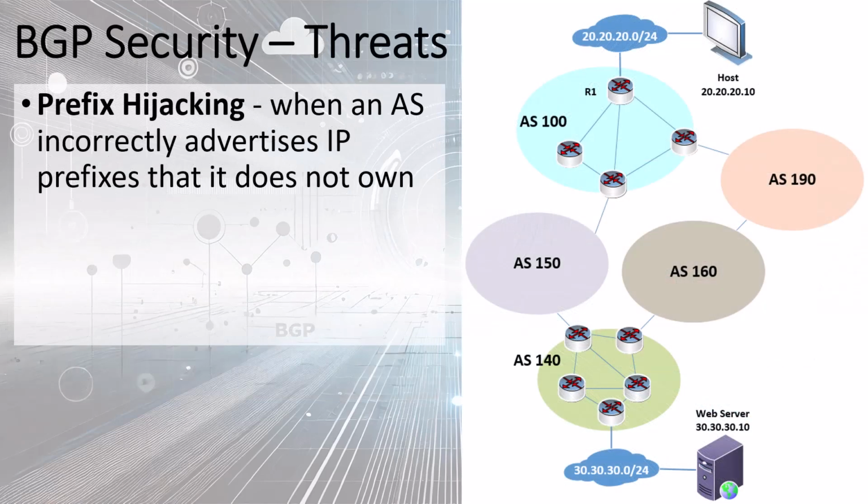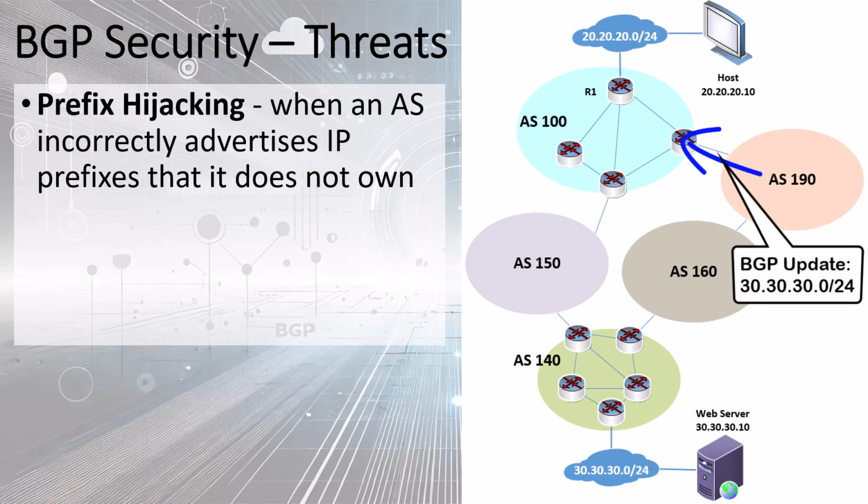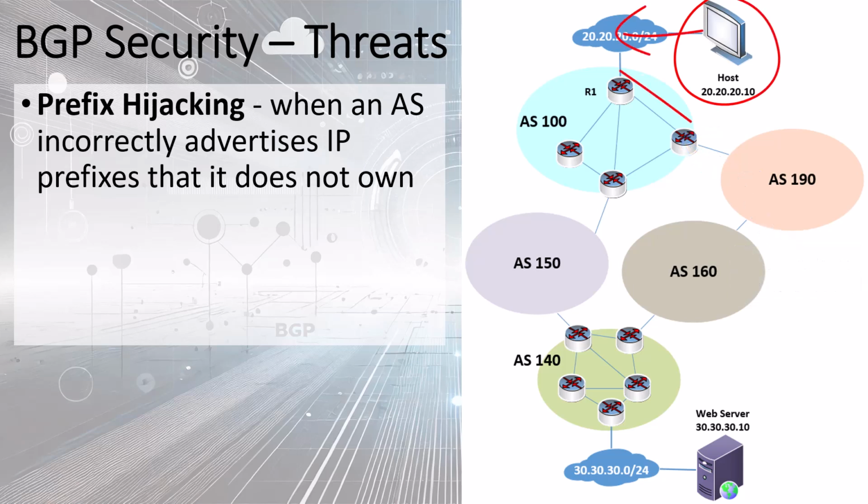One particular security concern is prefix hijacking. Now, this occurs when an AS incorrectly advertises IP prefixes that it does not own. This can lead to traffic being misrouted, intercepted, or dropped, causing service disruptions and potentially allowing malicious activities such as man-in-the-middle attacks. Now imagine AS190 here begins to advertise the 30.30.30.0/24 network as its own. This would divert traffic from this user here to AS190 rather than to the correct AS140.